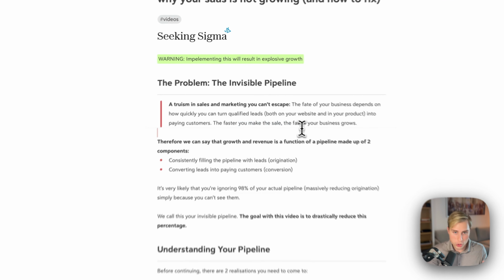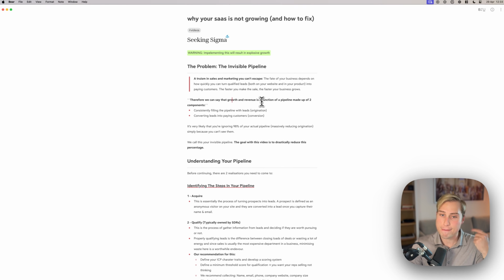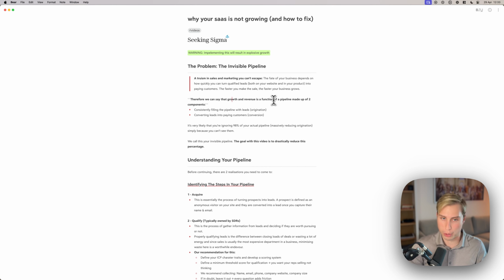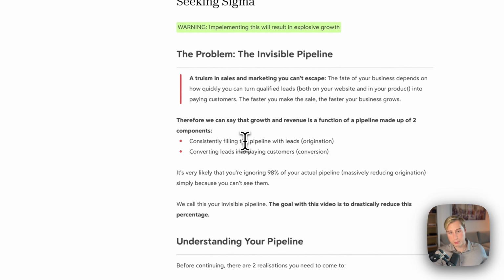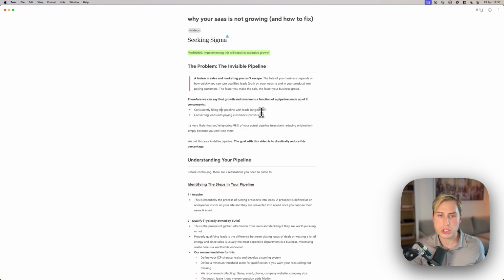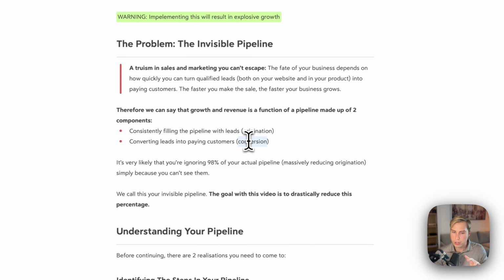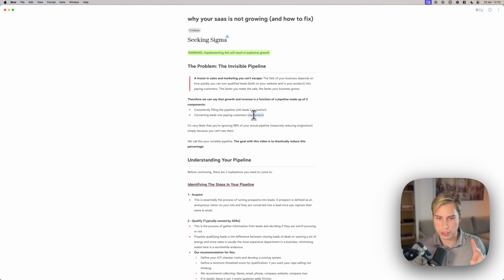Okay. So once we understand that, therefore we can say that growth, and obviously the side effect of growth would be revenue, is simply a function of a pipeline made up of two components. The two components are getting people into the pipeline, so generating that, and we call that origination, and then converting those leads into customers, and we call that conversion. Again, super simple, I know, but just remember those two things, origination and conversion. Those are the two things that you can affect that change the pipeline.